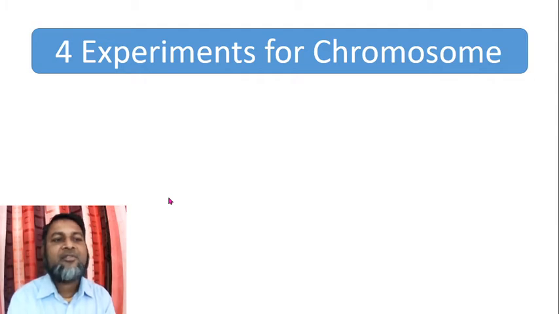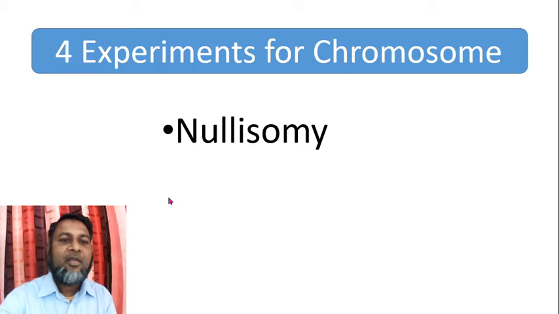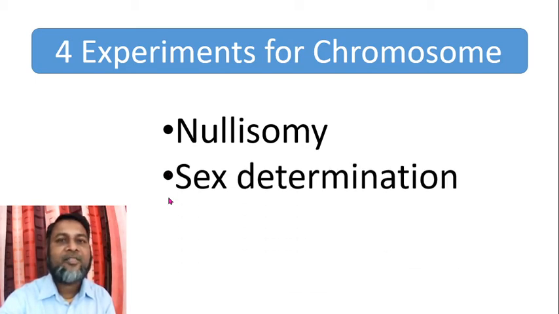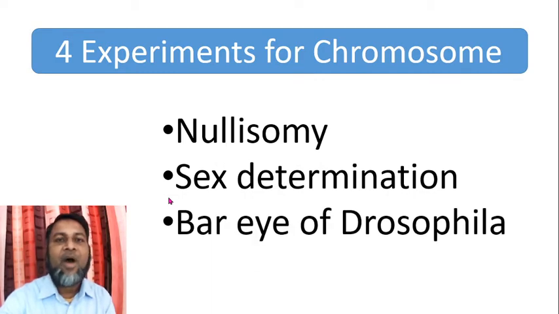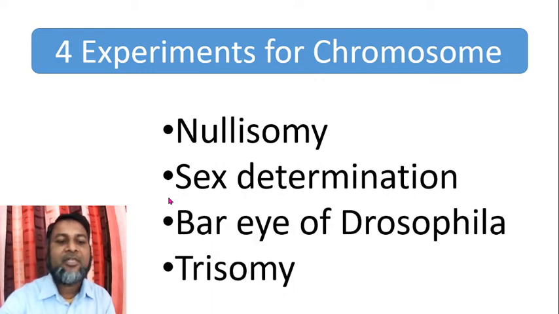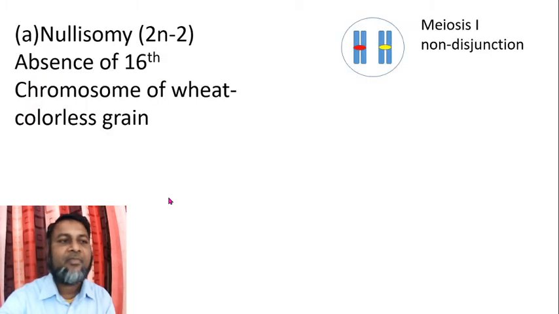Now I discuss 4 experiments for chromosome as a physical basis of heredity. These 4 experiments are Nullisomy, sex determination, bar eye of Drosophila, and Trisomy. At first, I discuss Nullisomy. This is also explained as 2n minus 2, 2 sets of chromosomes minus 2.